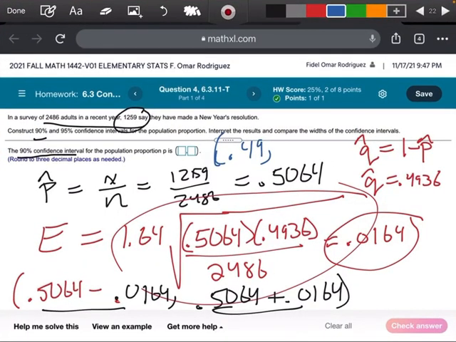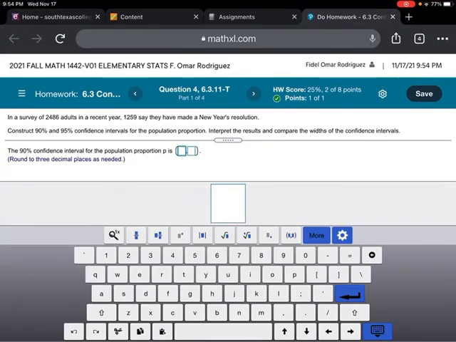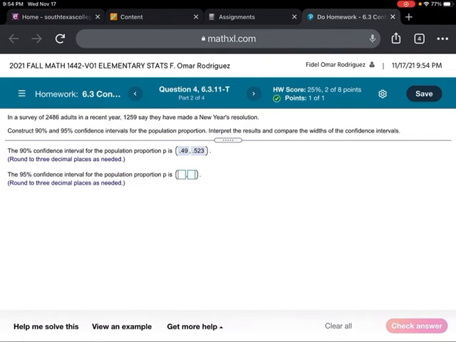0.5228. And since it's telling me to go to 3 decimal places, 0.523. Okay, so here we go. 0.49, 0.523. Let's check our answer. 0.49 and 0.523. And let's check it, and hey, we got it.